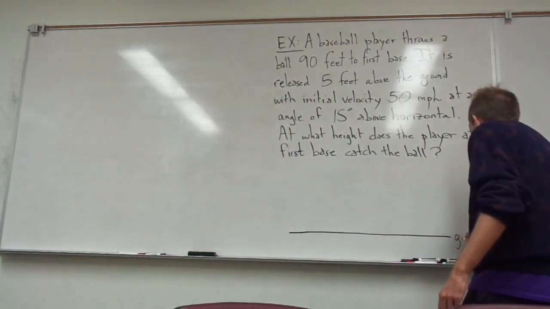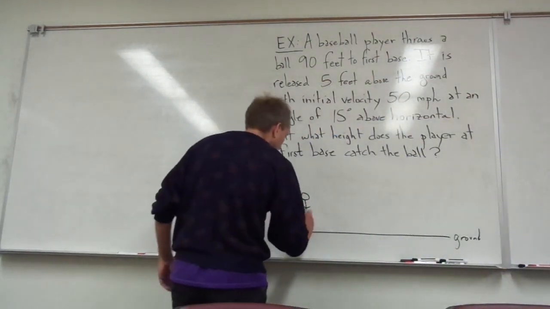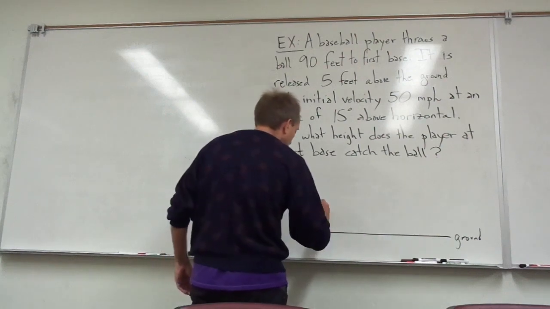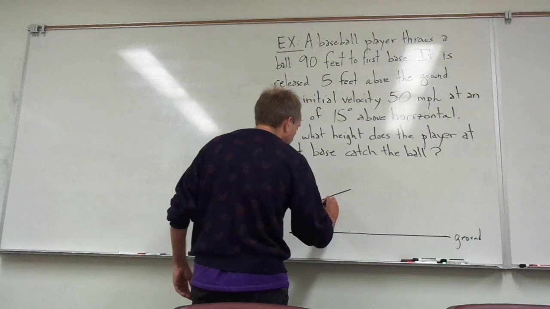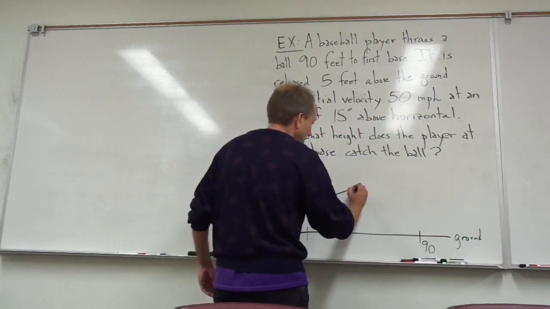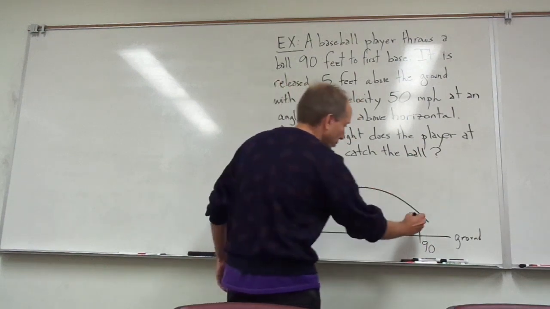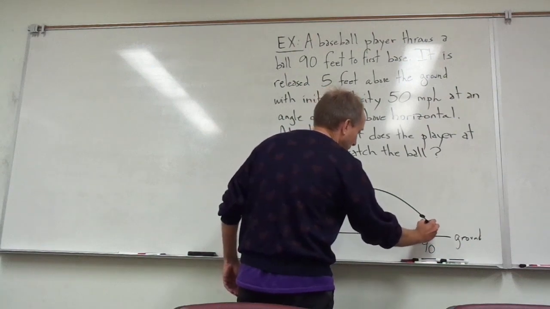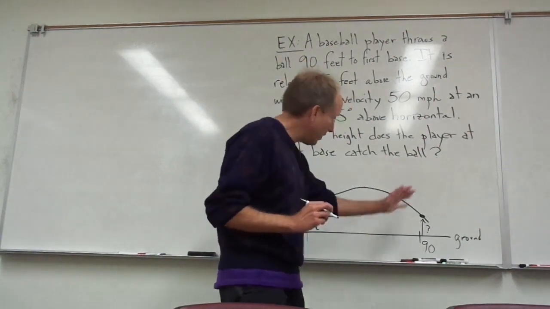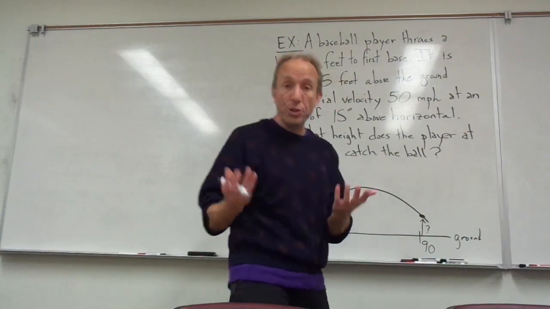Here's the ground. And let's say that this is the baseball player right here. And if this is, say, 5 feet above the ground, he's going to launch the ball at 15 degrees right here. And somewhere over here, 90 feet away, this is going to be the height that we're looking for. So we're trying to figure out how high above the ground is the ball when it gets caught. 90 feet away. So this trajectory of this ball is what we are very interested in here.